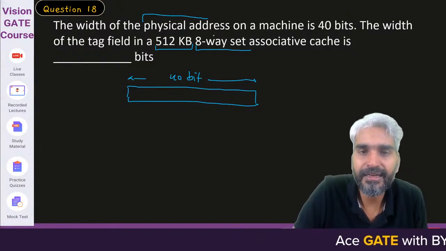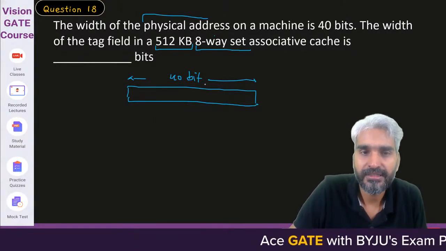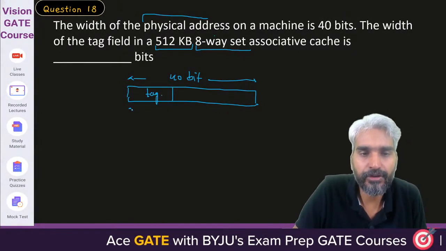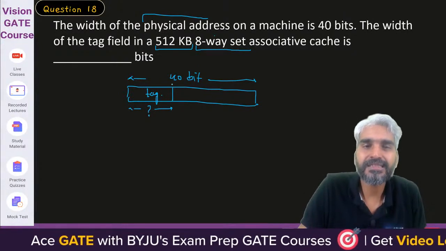a 512 kilobyte 8-way set associative cache. It is asking for the number of bits in the tag. So please note, the block size is not given.